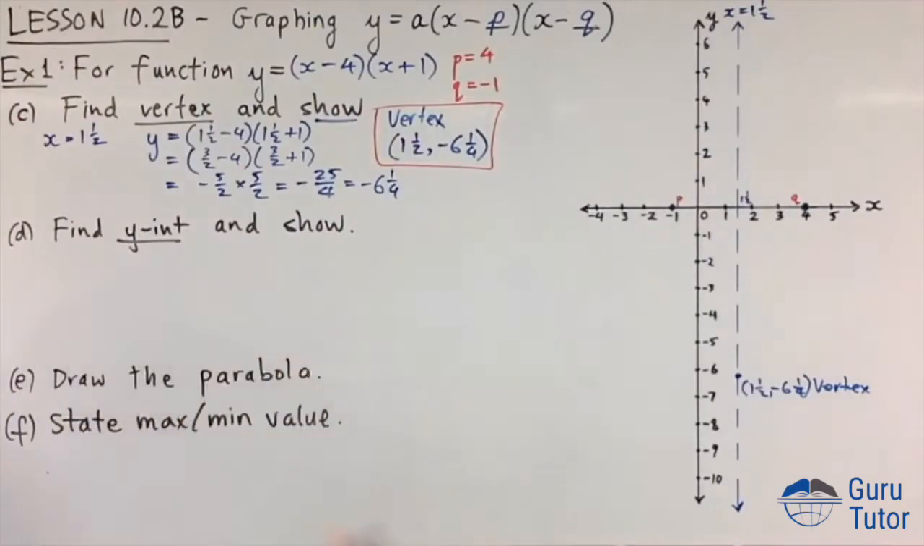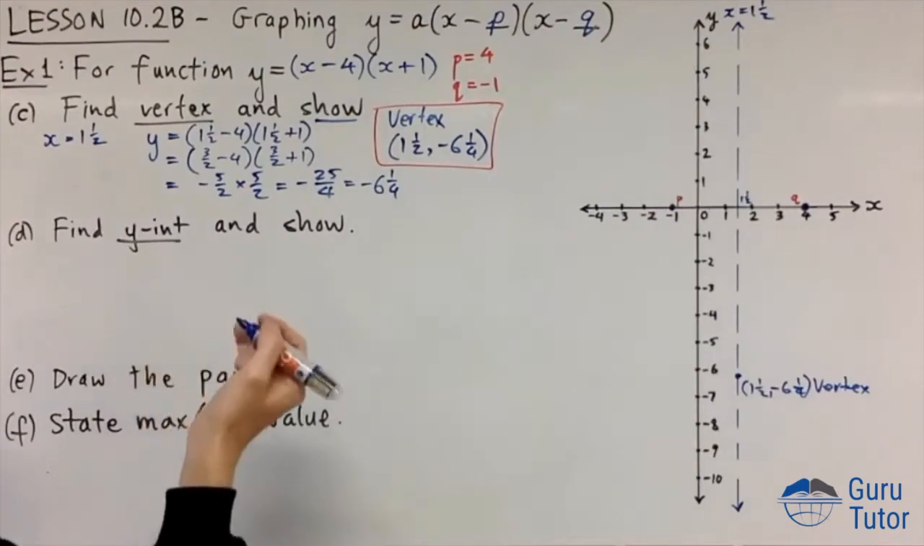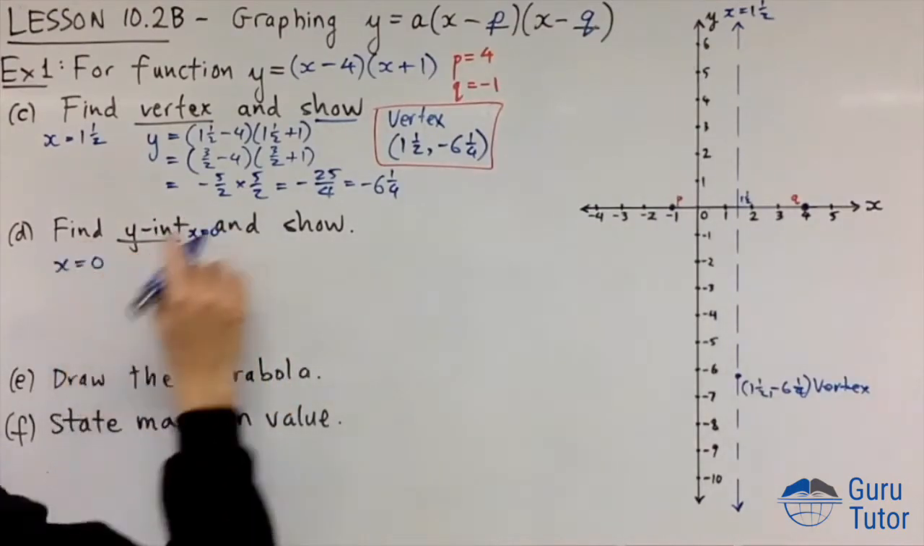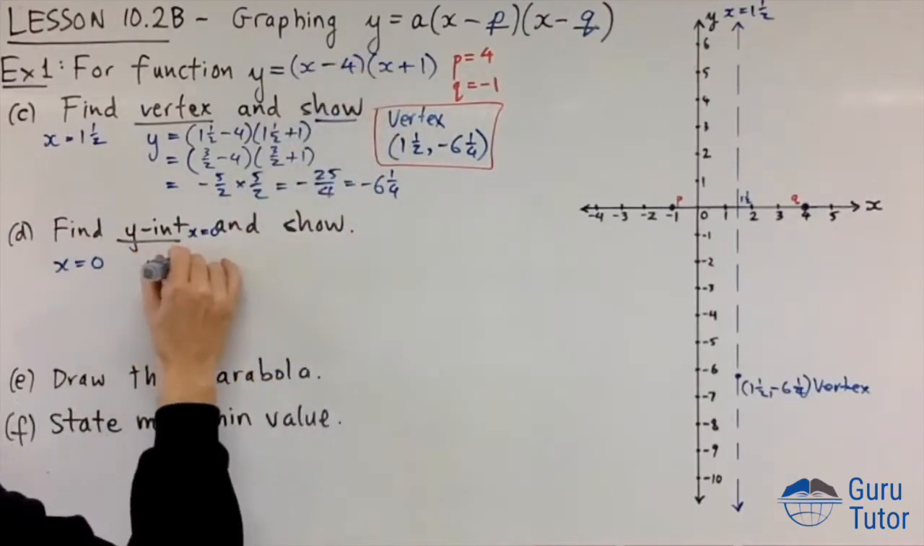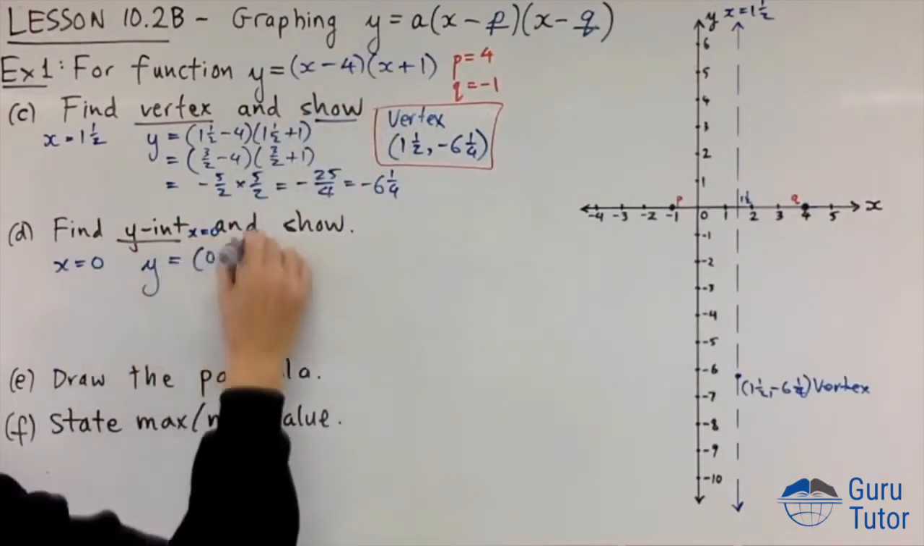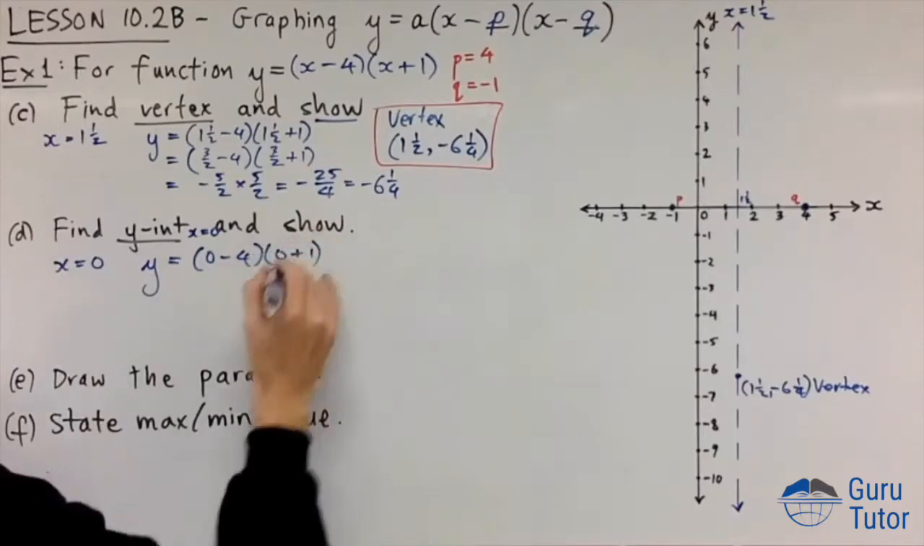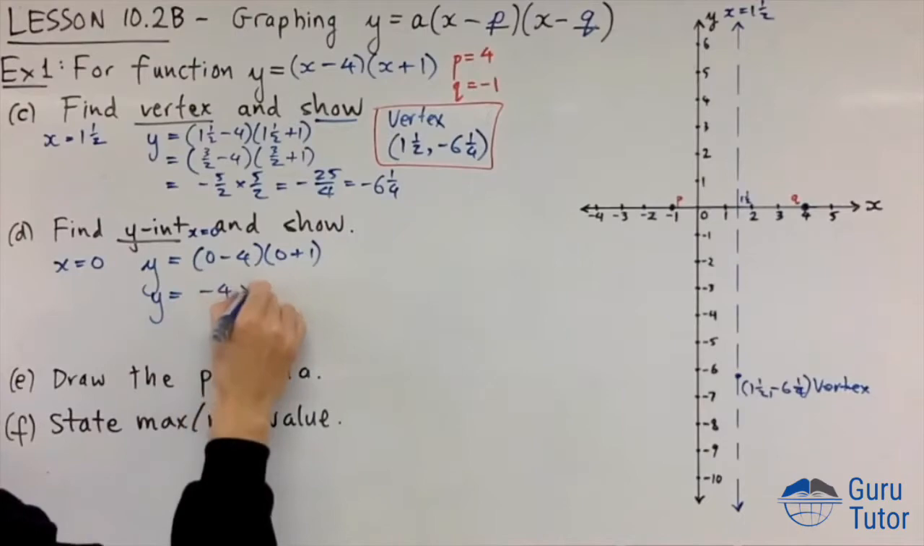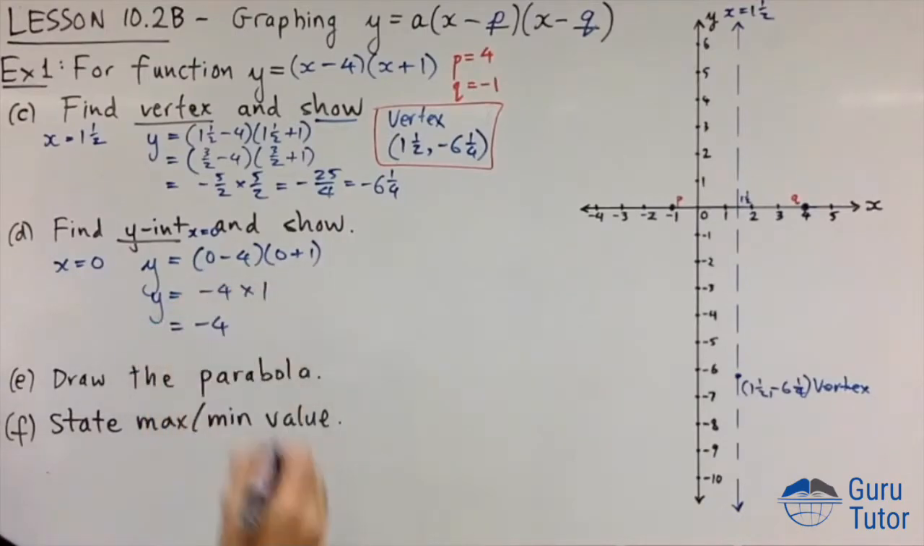Next thing, y-intercept. Let's find the y-intercept. So how do we always find the y-intercept? We put x equals 0. So putting x equals 0 into the equation, we get y equals, and this is actually quite easy, 0 minus 4 times 0 plus 1. Y equals, and this is going to be minus 4 times 1, which is minus 4. That's easy.